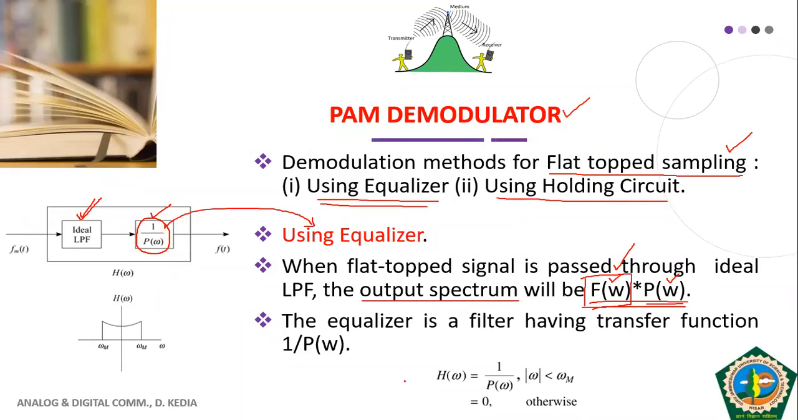So after passing our signal through the low pass filter, if we use an equalizer having transfer function 1 by P omega, then mathematically what will happen? Your F omega P omega will be multiplied with 1 by P omega. And finally, what do we get? We get F omega, which is nothing but the original information signal. And this is how we can obtain our PAM demodulated signal, or you can say the original information signal or the modulating signal. Okay, so the equalizer is also a filter whose job is to equalize the effect that has been introduced due to distortion.